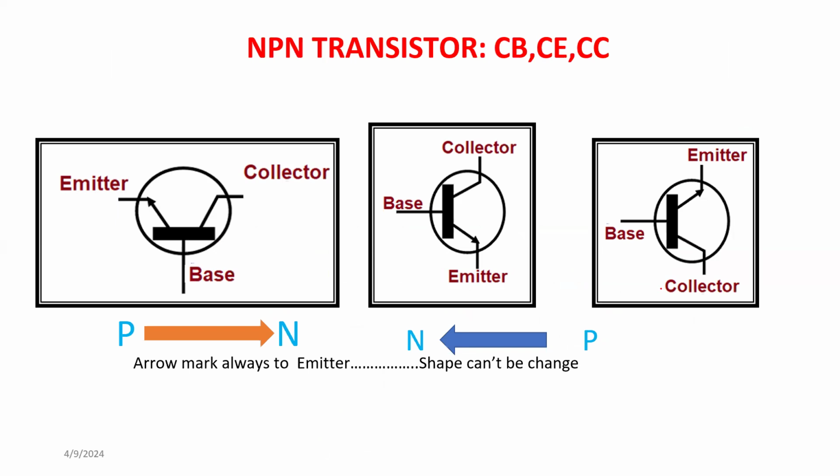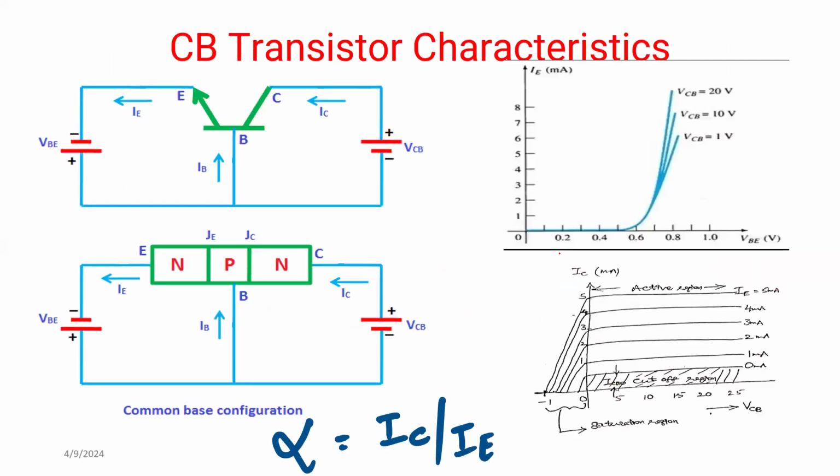If I make the base ground, that is called common base. If I make the emitter ground, that is called common emitter. If I make the collector ground, that is called common collector. Common in the sense, make that terminal ground. This one is the common base transistor configuration, or characteristics.